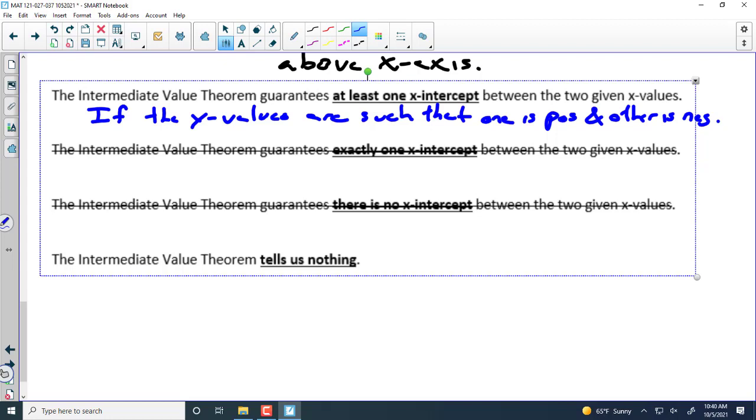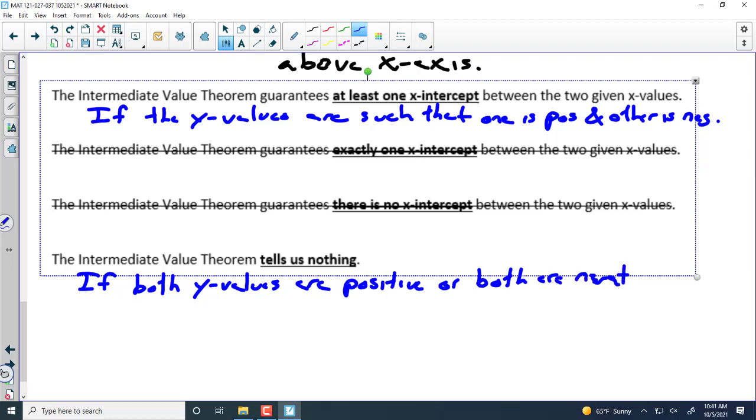This tells us nothing. And that's if both y values are positive or both are negative. So you'll see that when you do your homework, everyone. You'll see the intermediate value theorem in action.